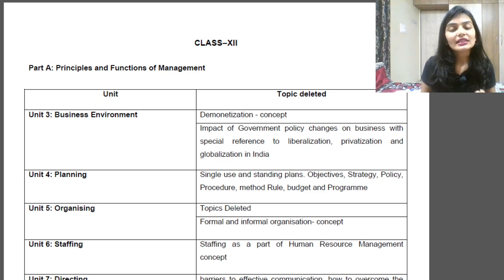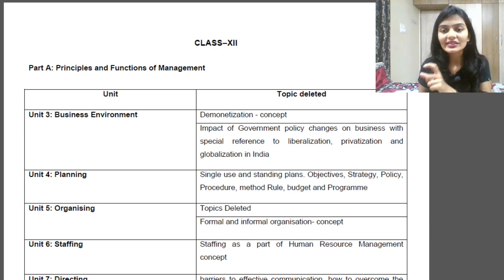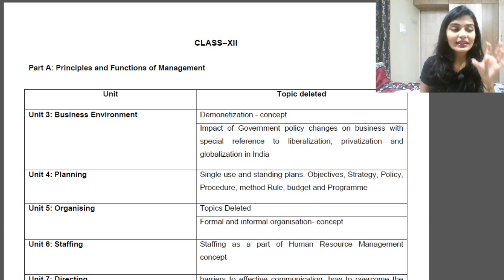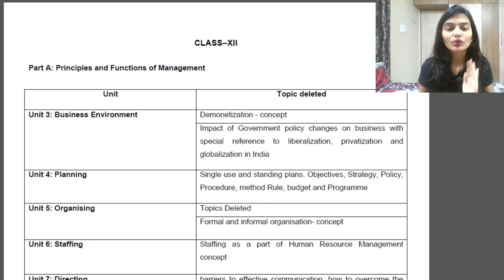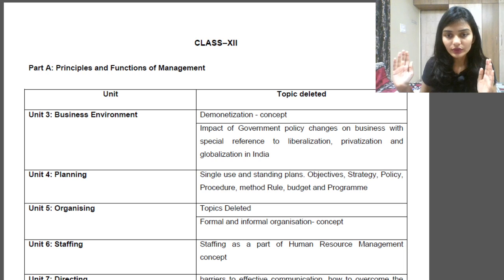In organizing, the topic that is being deleted for you is the formal and informal organization. When that is gone, its advantages and limitations go out along with it. So you don't have to worry about that. Just the way you have the functional and divisional, you had this formal and informal. So functional and divisional stays. Just the formal and informal organization, which the students were getting confused with, is taken out.